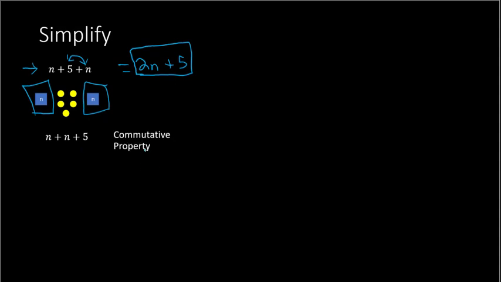Our commutative property says we can move the order of addition. And now here we see maybe more clearly that these can go together. We have 1n plus another n that gives us 2n's total. So we have 2n plus 5.